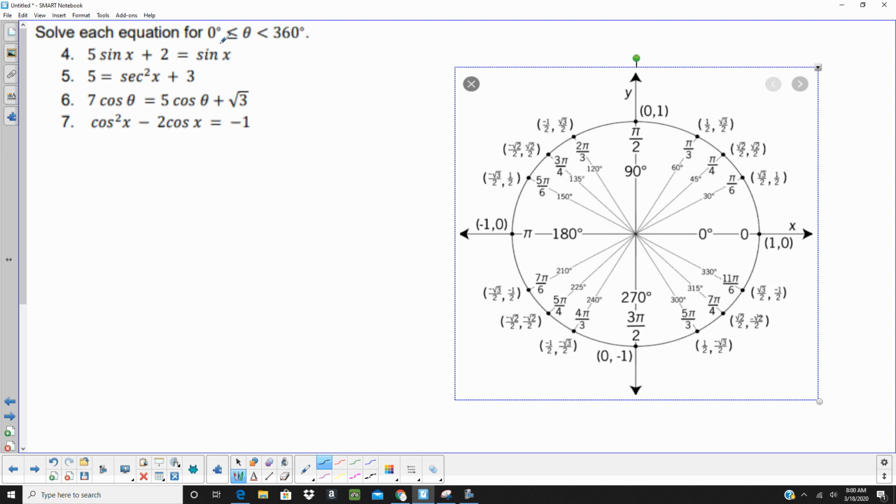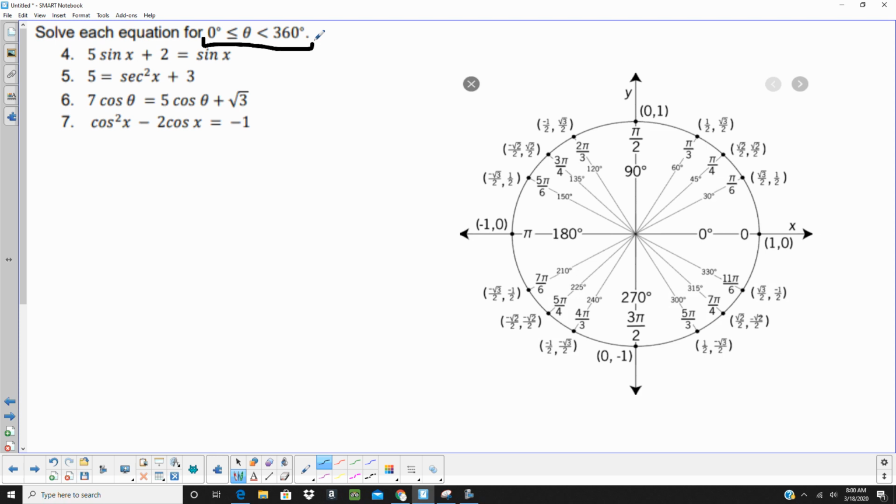All right, on here, first thing I noticed, I know we, especially in my class, we did everything in radians. This one's asking for degrees, so I just need to be careful and use the degrees on my unit circle instead of the radians. It's the same process. So on number 4, we've got 5 sine x plus 2 equals sine x. I hate when they have the 5 and the sine next to each other. My s's and my 5's look too much alike.